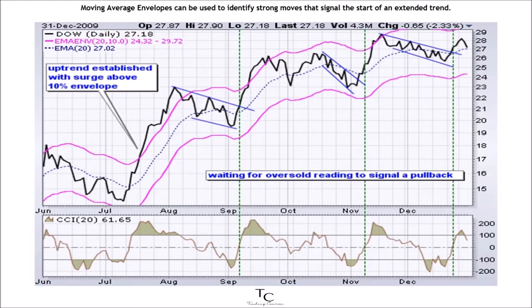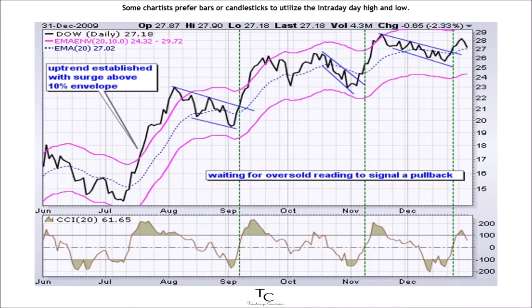Moving average envelopes can be used to identify strong moves that signal the start of an extended trend. The trick, as always, is picking the correct parameters, which takes practice. Trial and error. The chart on the screen shows Dow Chemical, Dow, with the moving average envelopes 20, 10. Closing prices are used because moving averages are calculated with closing prices.